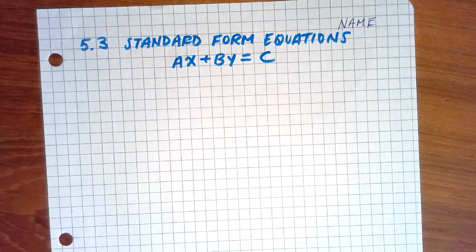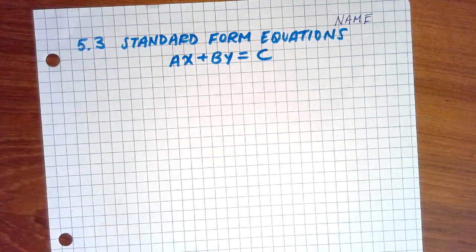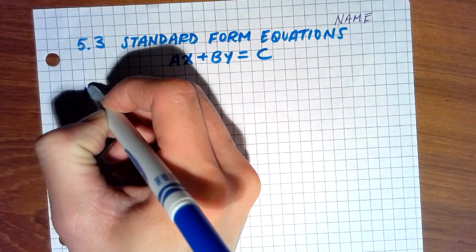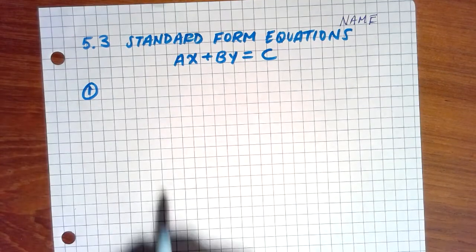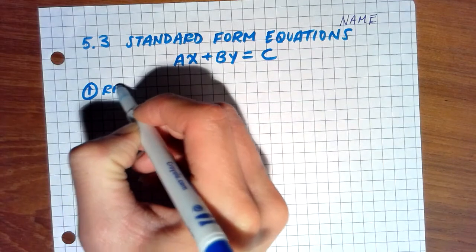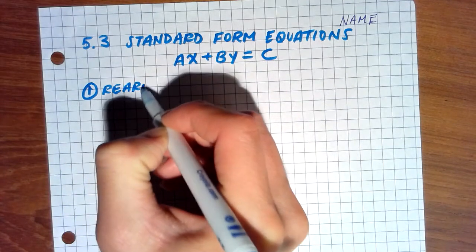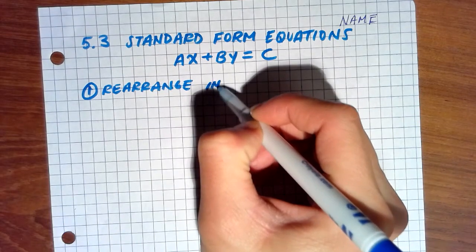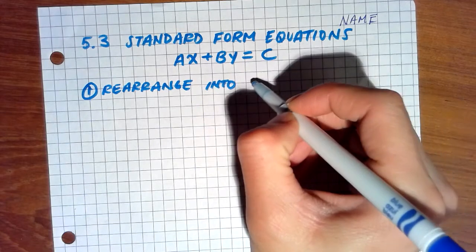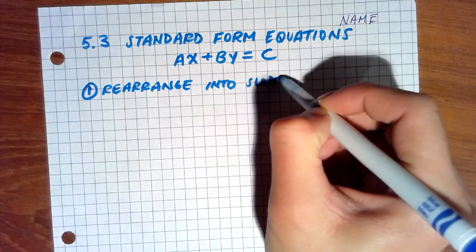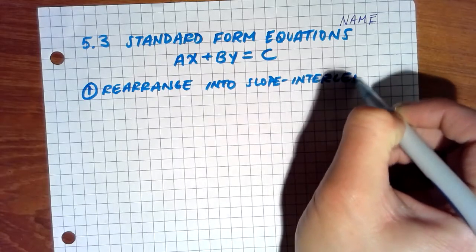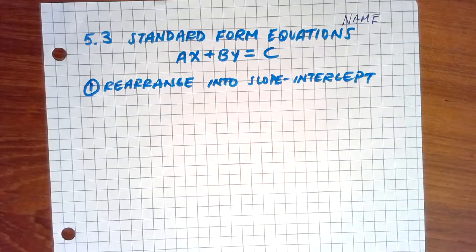When you have a standard form equation, there are two common methods that you can use to graph it. The first method that you can use is to rearrange the equation, and you can rearrange it into slope-intercept form. Let's do one example together.